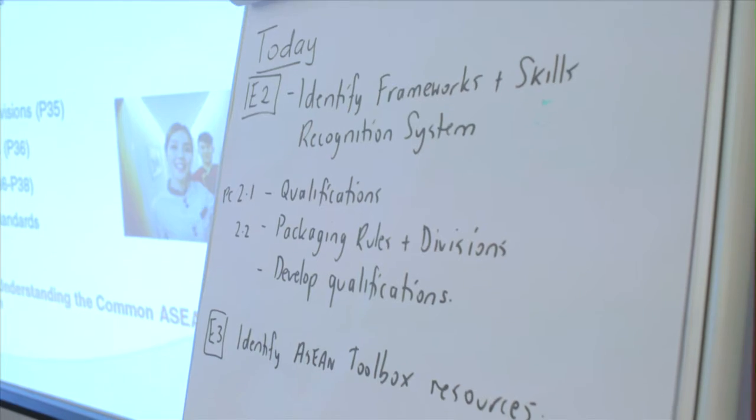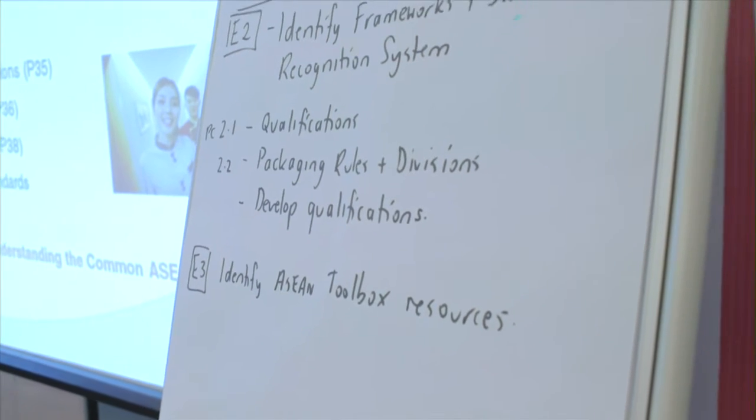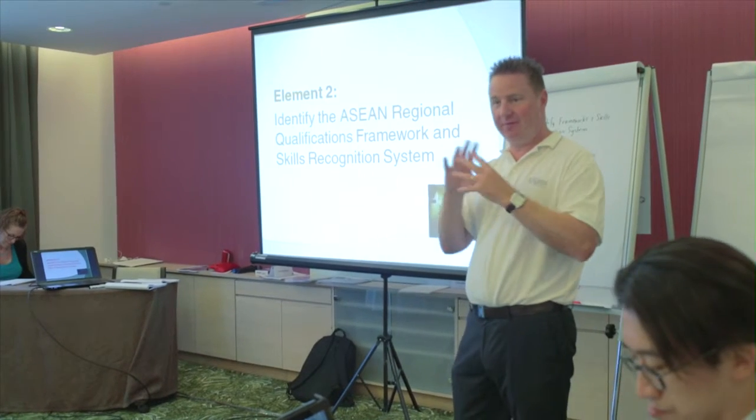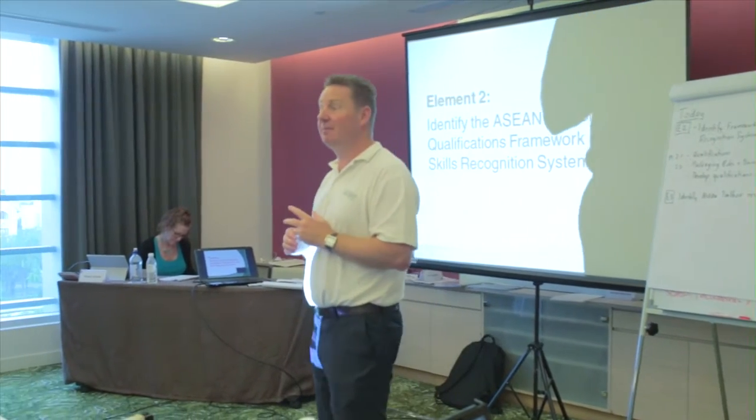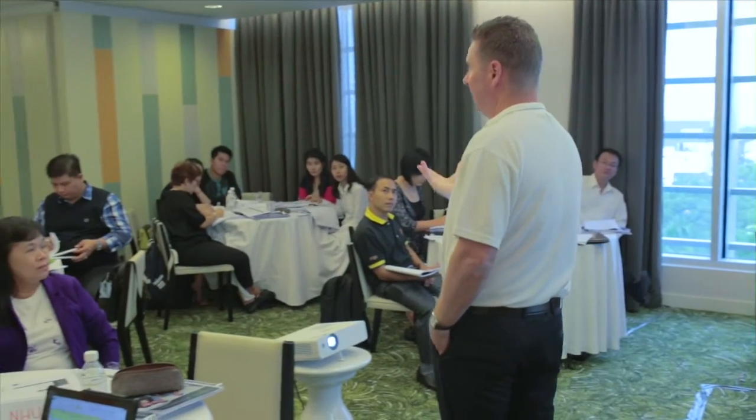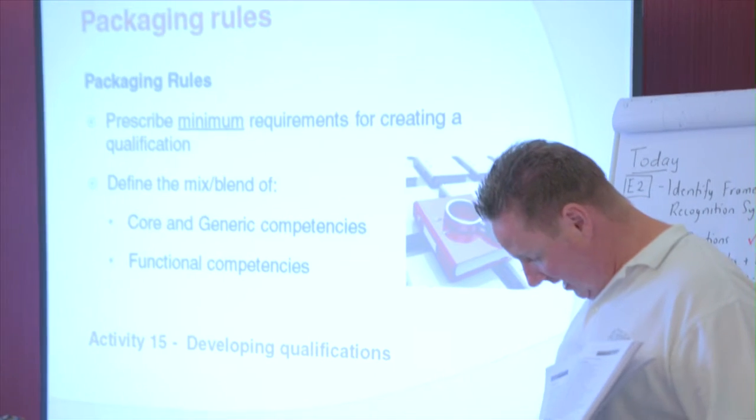So element 2, once we've looked at the background as to the MRA, we then start to look at the actual regional qualification framework and the skills recognition system. So we look at what does the CATC involve? What are all the different toolboxes we have? What are all the different qualifications that are available? And then we look at the packaging rules when we're deciding on qualifications.